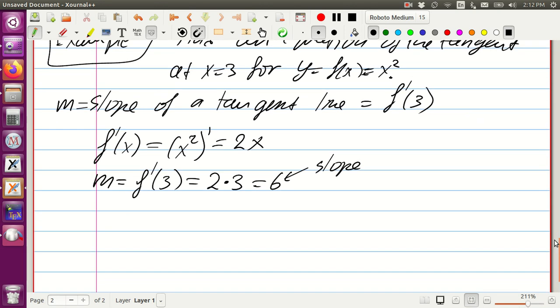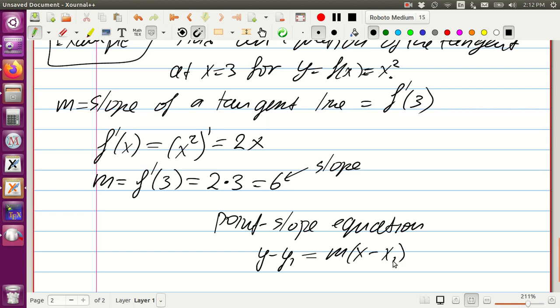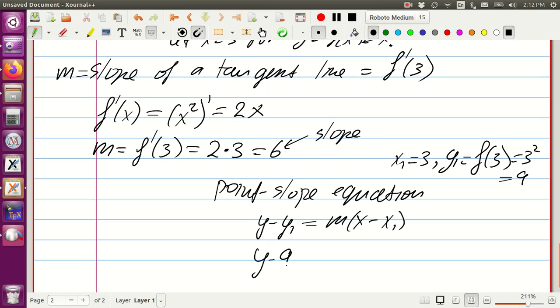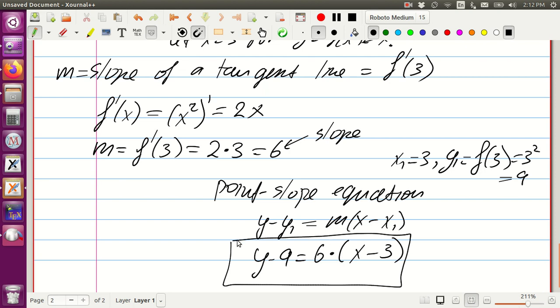But as you remember, we need to choose which form of the tangent line we're going to use. I'm going to use the point-slope equation, which says y minus y1 equals m times x minus x1. We have x1 equal to 3, but y1 we don't have. So to find y1, we have to calculate f of 3. So we're taking our value x and plugging it into the function. So it's going to be 3 squared, which is 9. So now we're ready to use the equation. We say y minus 9 is equal to 6 times x minus 3. And this is the equation of the tangent line for our function.